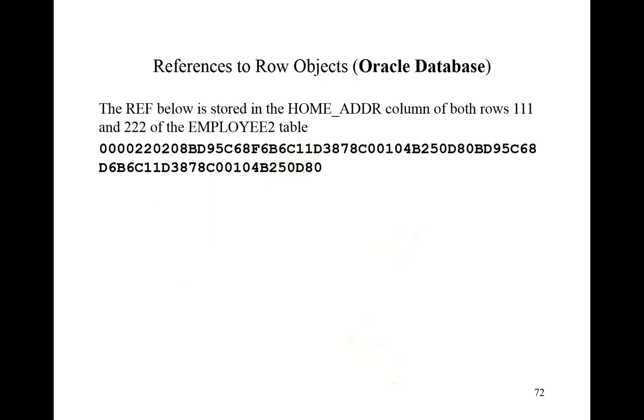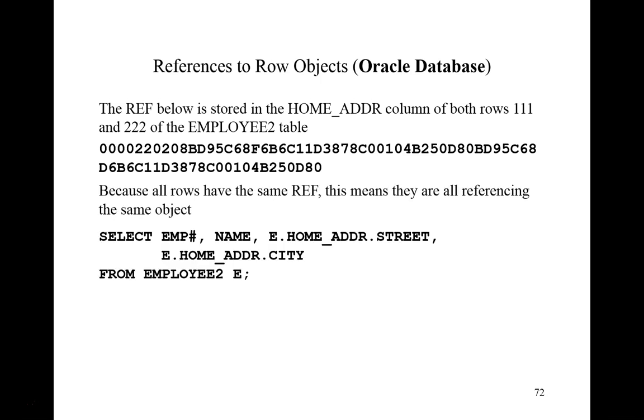The actual format of the ref may change from version to version, or it may actually be different depending upon how many objects have been instantiated in your database. But the general idea is presented here as to what a ref would look like. So when we place a value in home address for these rows 111 and 222 in the employee2 table, because all of the rows have the same home address, the same reference, we're going to see that same value appearing in all of them.